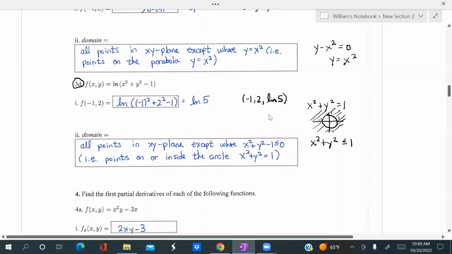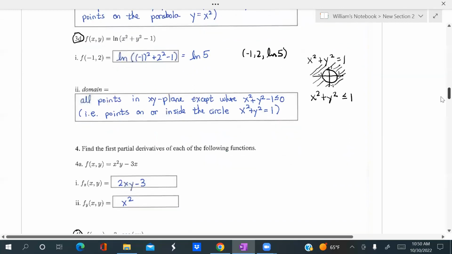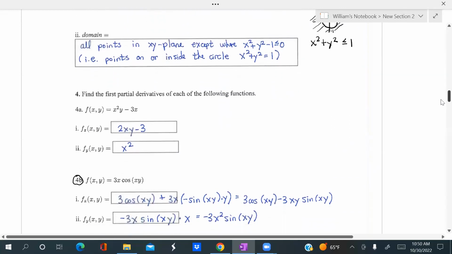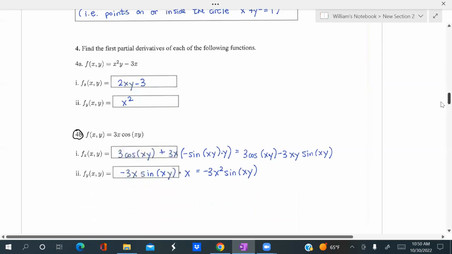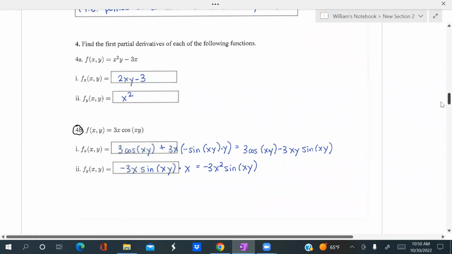Okay, so that one's kind of a little tricky. That's about as tough as they get in terms of finding the domain of a two-variable function, at least for problems in our homework or problems in our book. All right, now let's look at something that's a little bit more calculus, right?